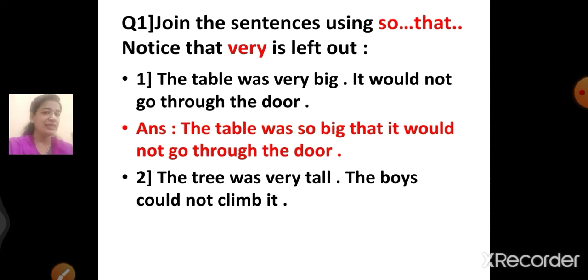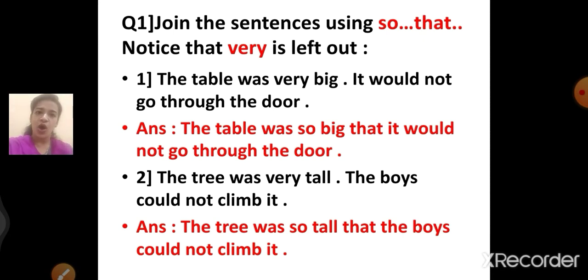Now see, T is capital after the full stop because it is a new sentence. But here, as we are going to make it one sentence, we are not going to write any capital in the middle. So the tree was so tall that the boys could not climb it. Let's see the answer. The tree was so tall that the boys could not climb it.